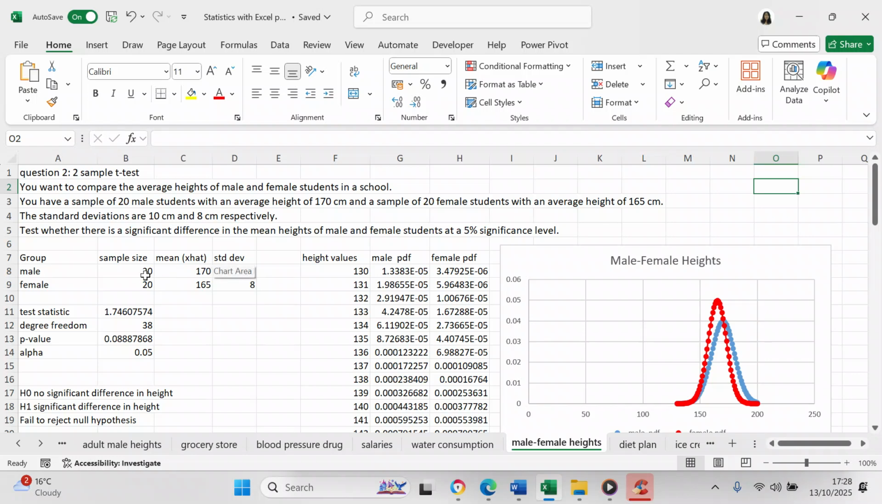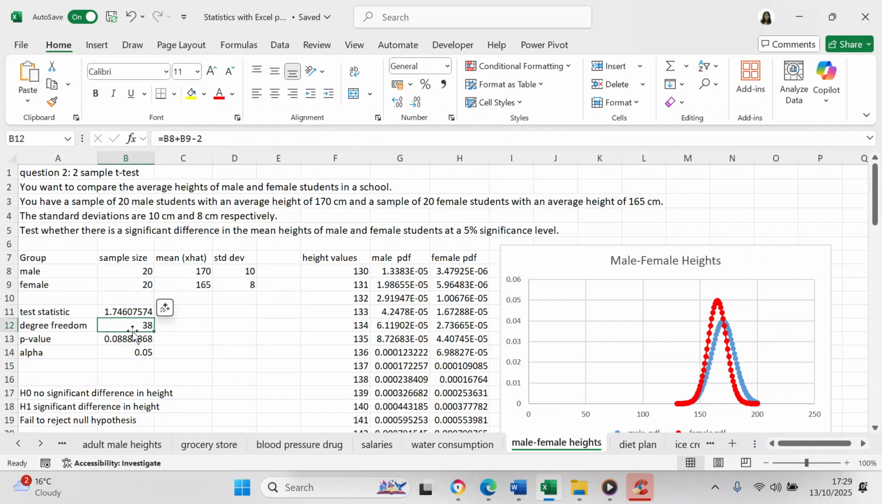In the male group, you have a sample size of 20 with a mean X hat of 170 and a standard deviation of 10. In the females, you have a sample size of 20 with a mean X hat of 165 and a standard deviation of 8. So you have a test statistic, which is C8 minus C9, so that's 5 centimeters, divided by the square root of D8 squared divided by B8 plus D9 squared divided by B9. And that's the formula that you use to get the test statistic.